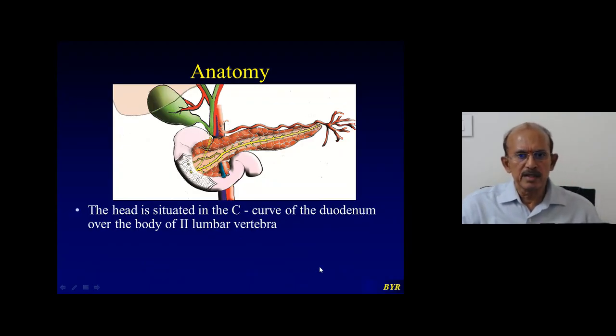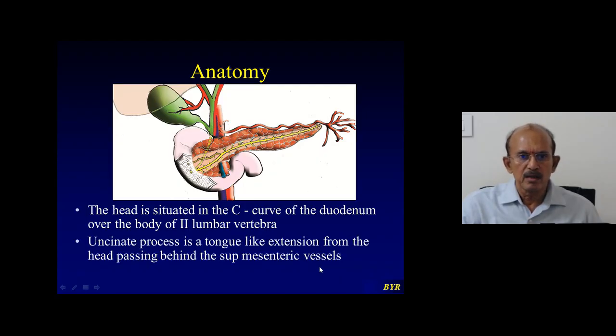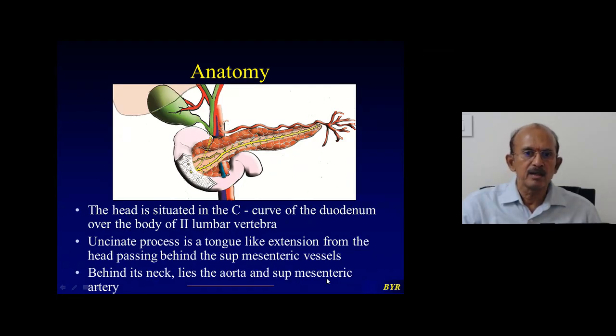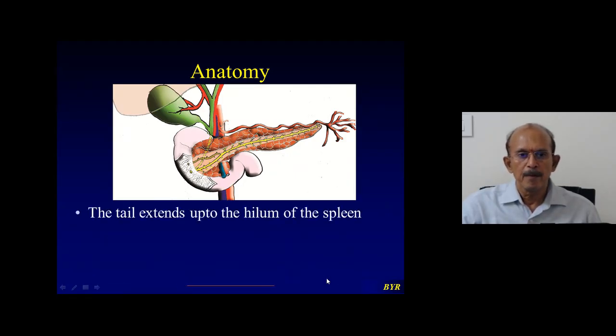The head is situated in the C curve of the duodenum over the body of the second lumbar vertebra. The uncinate process is a tongue-like extension from the head passing behind the superior mesenteric vessels. Behind its neck lies the aorta and superior mesenteric artery and vein. The tail extends up to the hilum of the spleen.